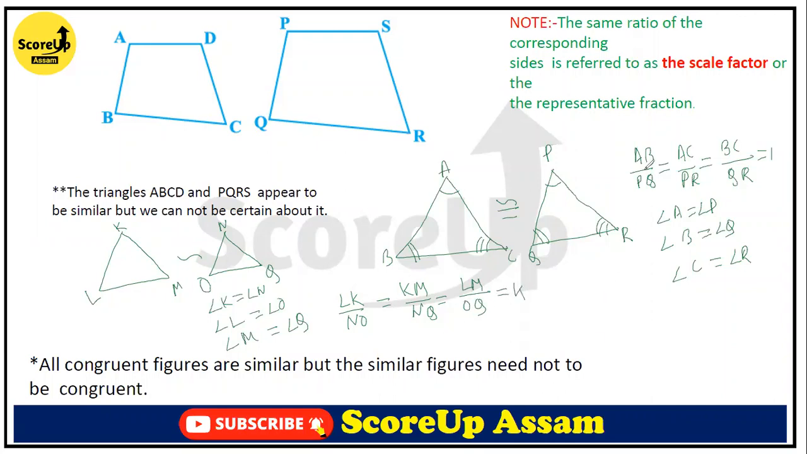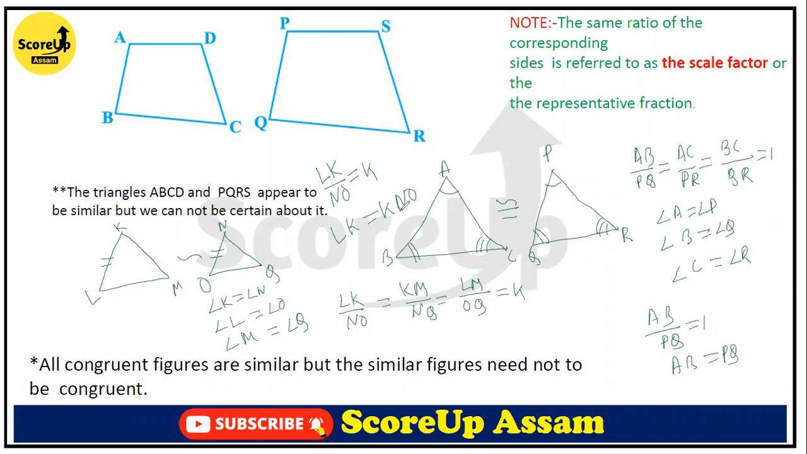But here you will get that AB is equal to PQ. To consider this part, see, AB is equal to 1. That means AB is equal to PQ. That means all parts are equal. But in case of this, suppose here LK by NO is equal to K. That is some constant. That means LK is equal to K into NO.